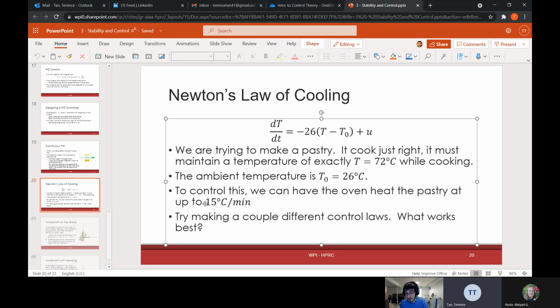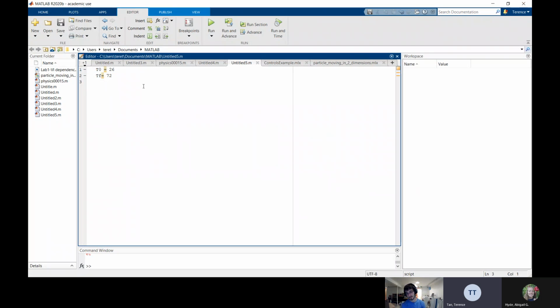But first, let's start off with just modeling the system. To create a model and prove it works, try setting the initial temperature higher than ambient and see how the temperature decays. Okay. It should look pretty familiar.